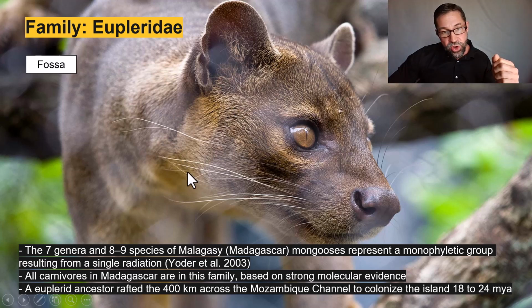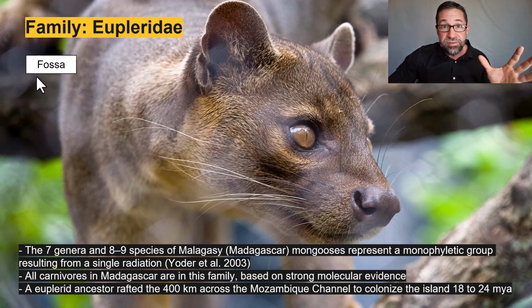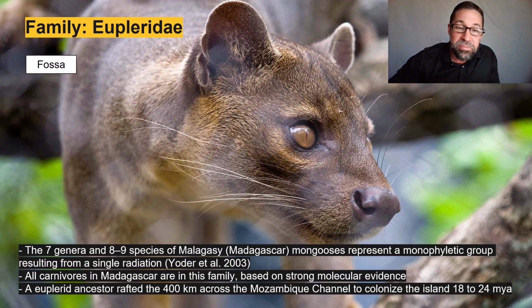So this is a really cool species, one of my faves. This is the Fossa. It's the largest Malagasy mongoose. It's active during both the day and the night, hunting lemurs. That's right, this is the primary predator on lemurs, the primates of Madagascar.